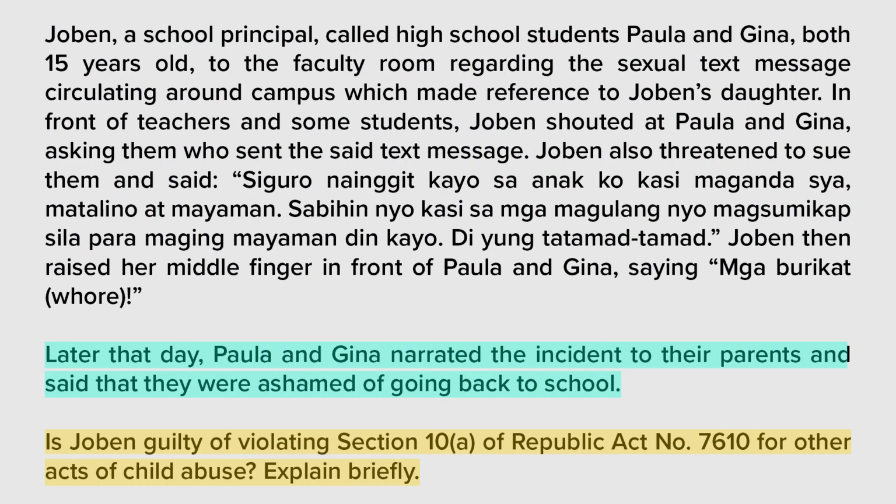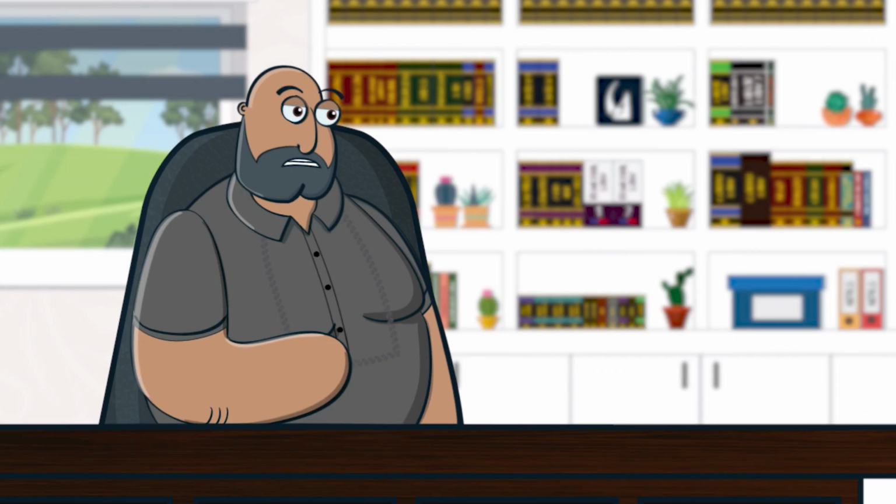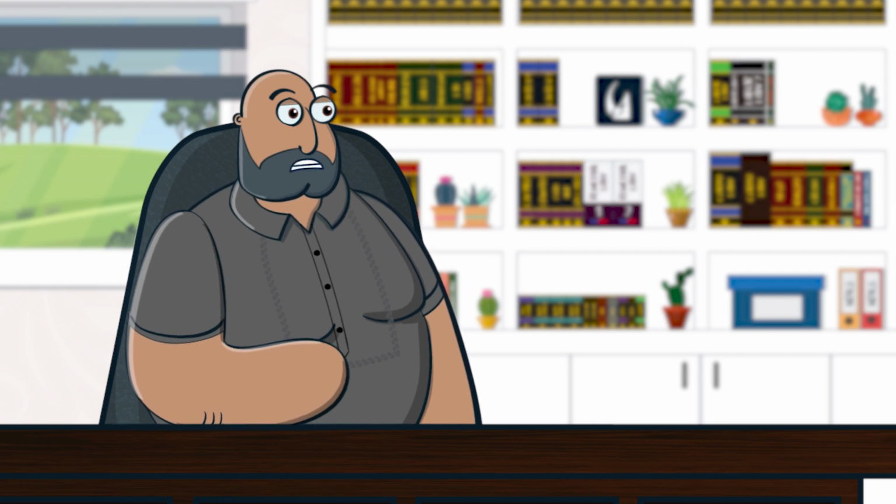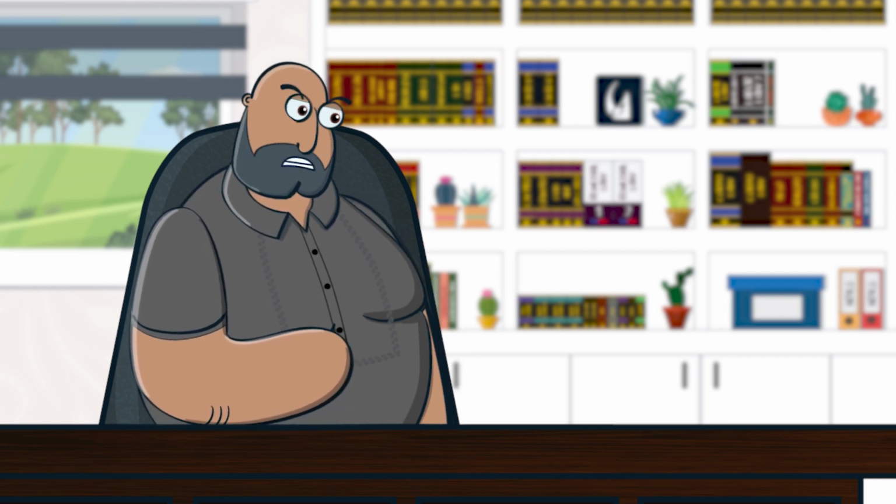Let's look at the last sentence of the problem. Is Joben guilty of violating Section 10A of Republic Act No. 7610 for other acts of child abuse? Explain briefly. Let's read the second to the last sentence of the problem for more clues. Later that day, Paula and Gina narrated the incident to their parents and said that they were ashamed of going back to school. These two sentences together should automatically trigger in your head the catch-all provision under Republic Act No.